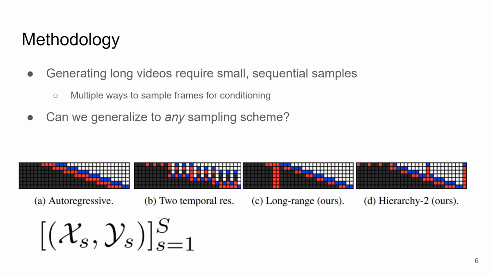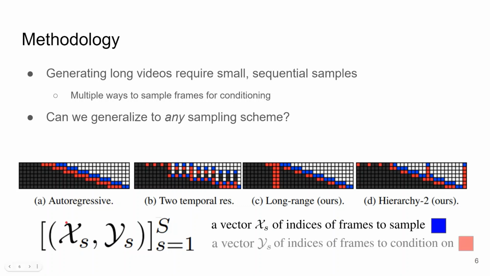So to formally define this mathematically, we have these two sets, x sub s and y sub s. x sub s is a set that contains the indices for the frames you want to sample. So all the blue frames are in this set right here. Now, these frames are generated based on the conditioning frames. That's what is contained in the set y sub s. So we have some frames we condition on to generate these future frames at an s number of diffusion time steps.